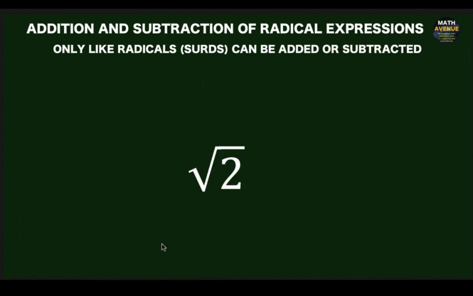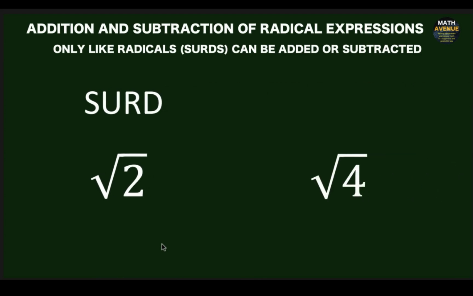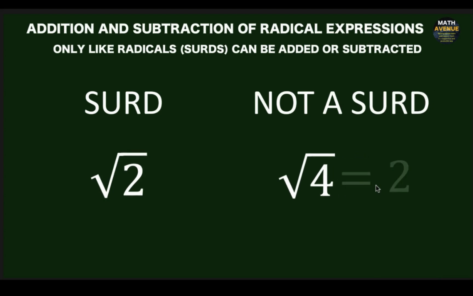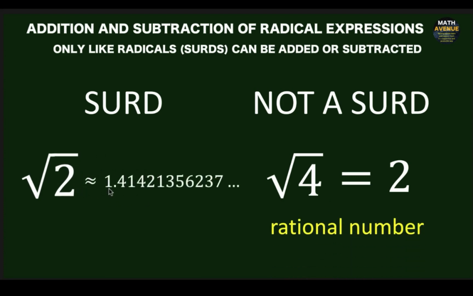Let's start with radicals, for example square root of 2. Square root of 2 is a surd (radical), whereas square root of 4 is not considered a surd. What is the difference? Square root of 4 can be simplified as 2, so it is a rational number, whereas square root of 2 results in a non-terminating, non-repeating decimal.